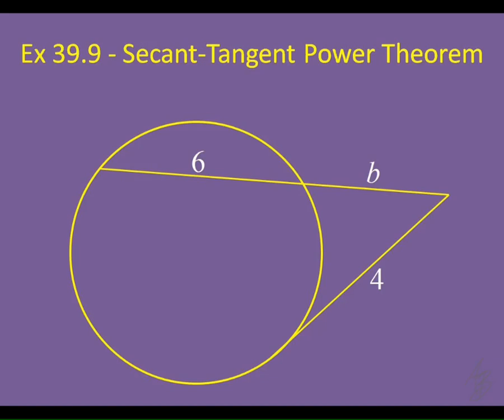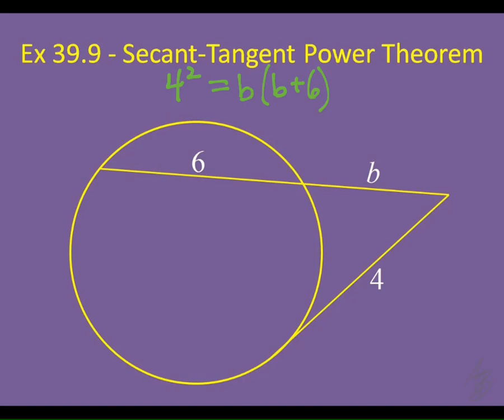What is the outside part for our tangent segment? What is the whole thing? Well, the whole thing is 4, so we're doing 4 times 4, which is 4 squared. Or you could just put 4 times 4, that would be okay too. Equals outside part, B, times the whole thing. What is it? B plus 6, okay.